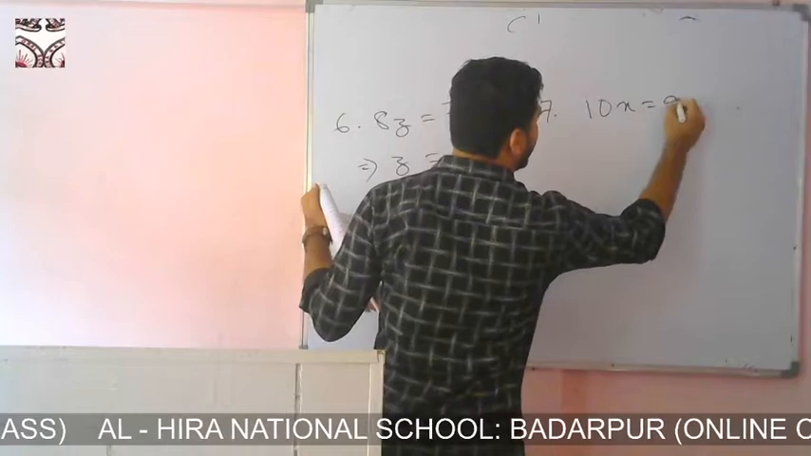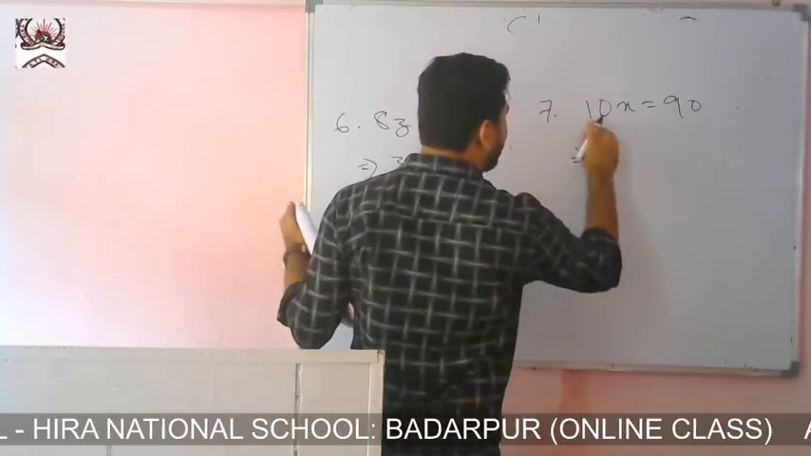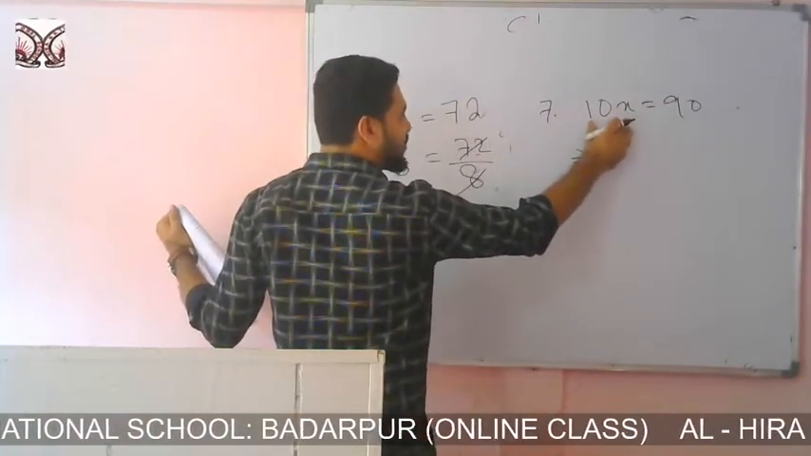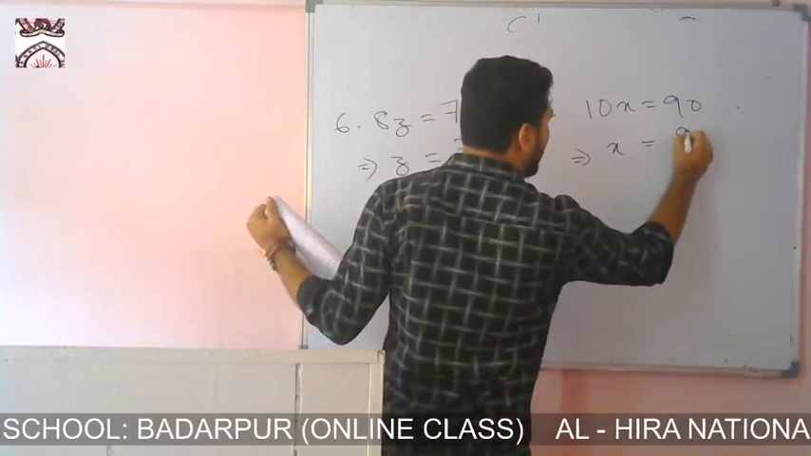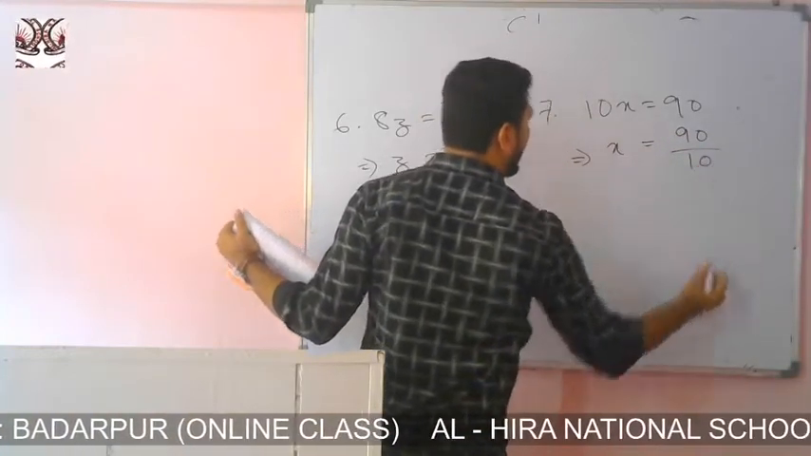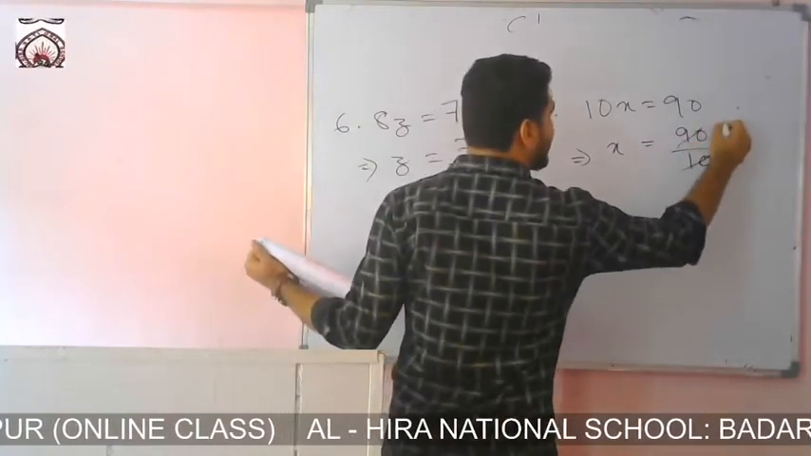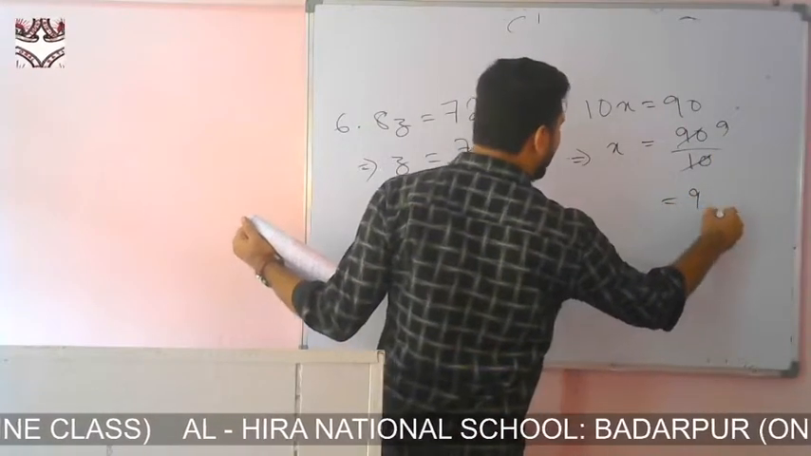10x equals to what? 90. So obviously 10 and x are with a relation multiplication. So if I keep x, then 10 will go by division. Okay. Then if I cancel, then 9 tens are 90. So answer will be 9.